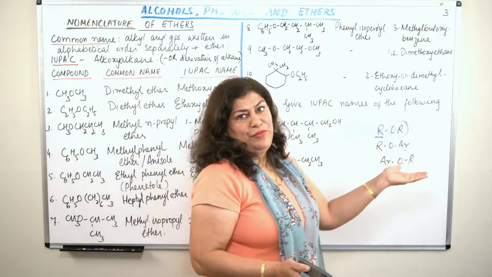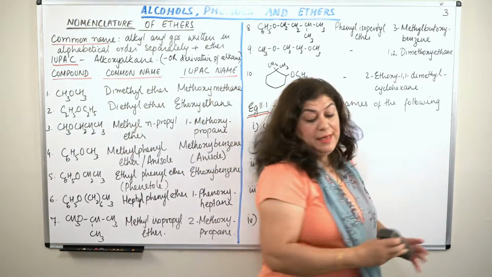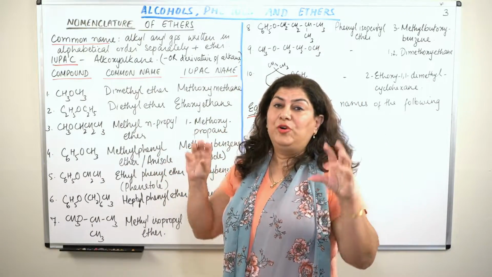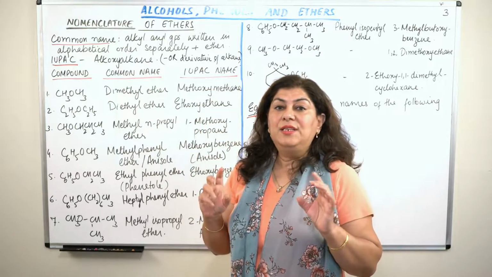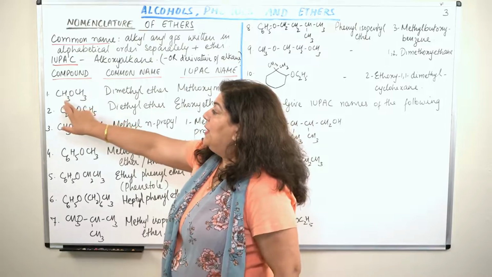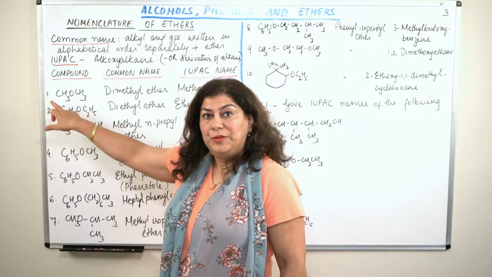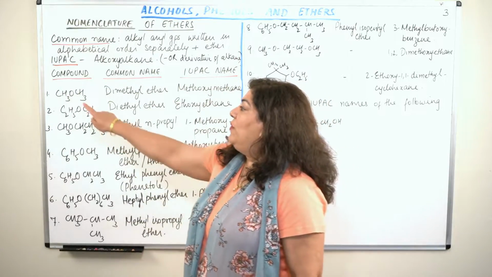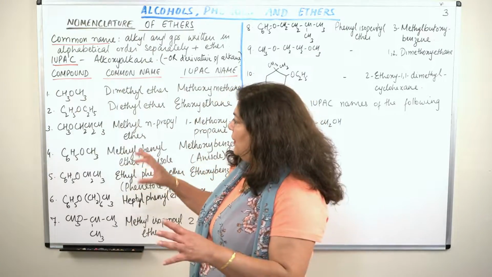So the general formula of ethers is ROR dash. Now, how do we name them? In common nomenclature, the alkyl groups, both the alkyl or the aryl groups, are named in alphabetical order. And the word is ended with ether. For example, look at this compound. CH3 is a methyl group, OCH3. So both the groups are methyl groups. And in the middle, you have oxygen, which means it is an ether. So we will call it dimethyl ether.